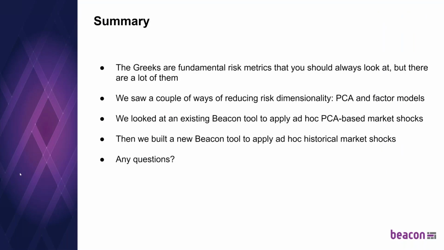So that's it. We saw how the Greeks are these fundamental risk metrics that everyone should look at, but how there's so many of them that they're often hard to use in practice. Then we looked at different ways of reducing the number of risk dimensions so that a human can reasonably comprehend them: principal component analysis and factor models. We looked at an existing Beacon tool for running a portfolio through ad hoc PCA scenarios, and then we built a tool to do similar things for historical scenarios.